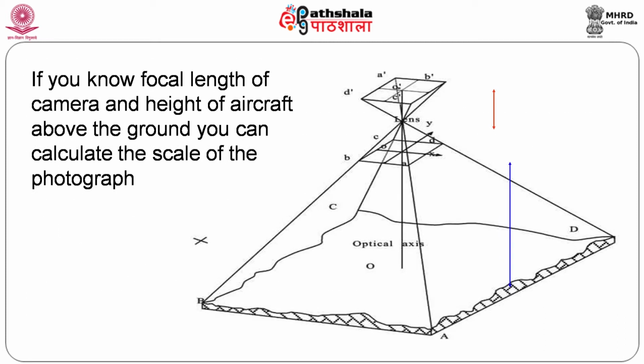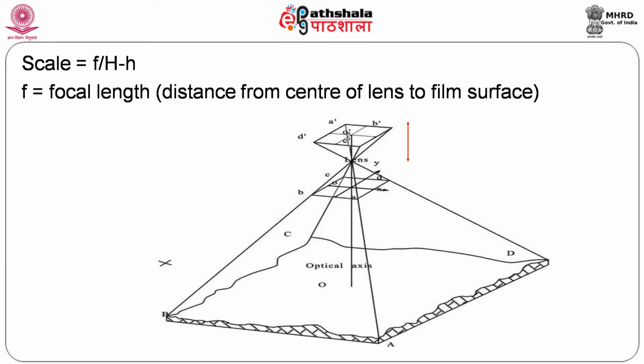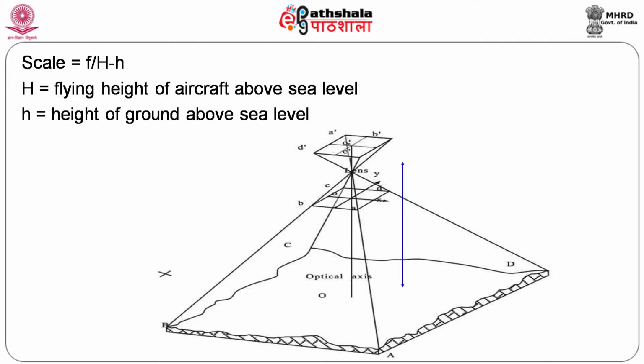Now, if you know the focal length and the height of the object, we can easily calculate the scale of the photograph. You can see, depicting this, this is the focal length and this is the height. That is what we call the flying height of the aircraft above sea level, and the height of the object above sea level. So, this is your H minus h.